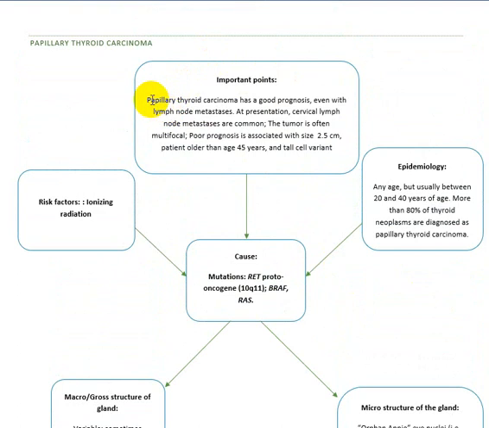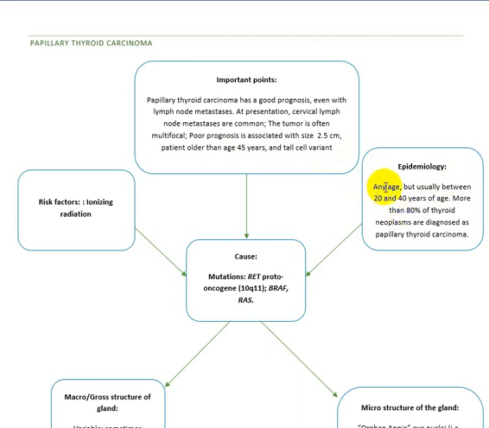Important point: papillary thyroid carcinoma has a good prognosis, even with lymph node metastasis. At presentation, cervical lymph node metastases are common. So here the patient has common cervical lymph node presentation. The tumor is often multifocal. Poor prognosis is associated with a tumor size greater than 2.5 cm, a patient older than 45 years old, and a tall cell variant.